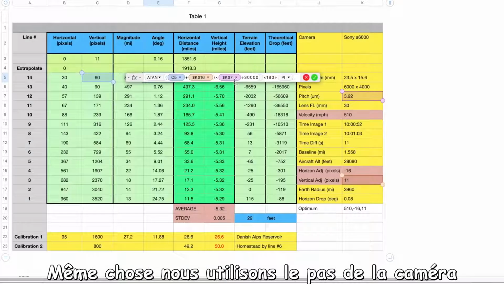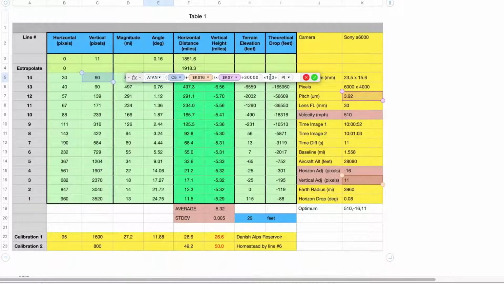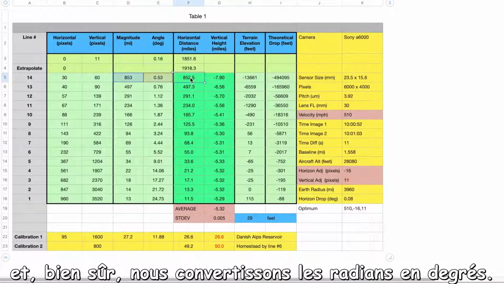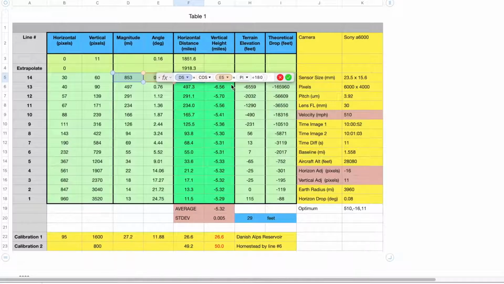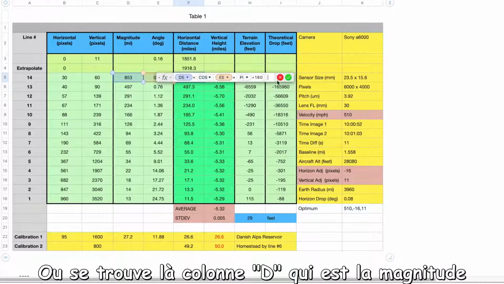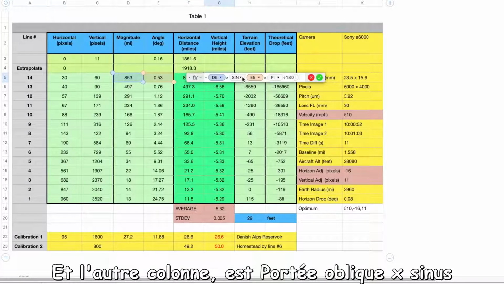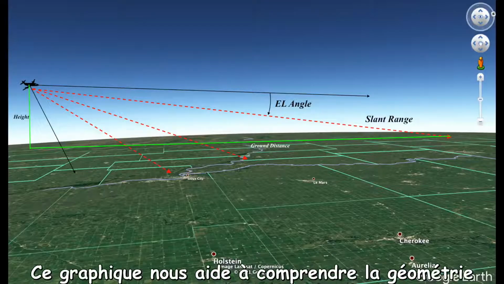The same thing, we use the pitch of the camera, and 30,000 is the focal length in microns. And of course we convert to degrees from radians. Now the horizontal and vertical distance are very simple, right? It's D5 there, the D column, which is the magnitude, the slant range, times the cosine, and the other one, this vertical, is times the sine, right? It's that triangular formula. This graphic helps us understand the geometry.